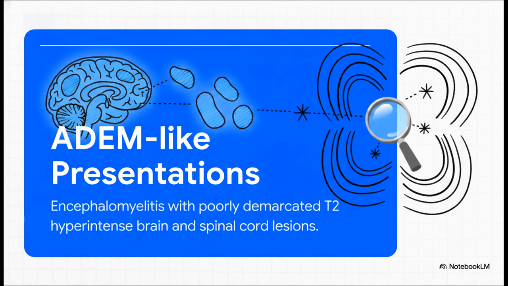The second presentation to watch out for involves acute disseminated encephalomyelitis, or ADEM, and ADEM-like presentations. But listen, clinical symptoms alone just aren't enough. They have to be accompanied by specific imaging hallmarks. You're looking for large, poorly demarcated T2 hyperintense lesions in the brain. Basically, they look almost like blurry, washed-out clouds on the scan rather than sharp, distinct dots. And these must be paired with T2 lesions within the spinal cord. Finding both of these gives us a much stronger diagnostic foothold.